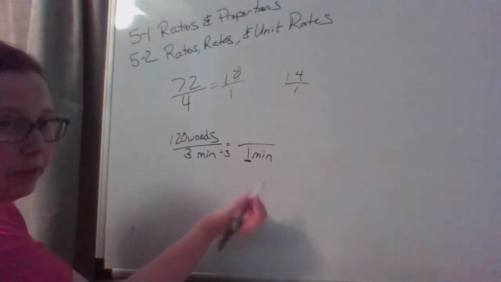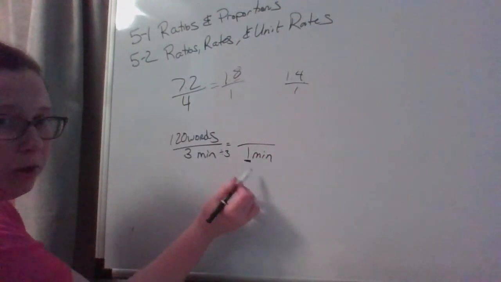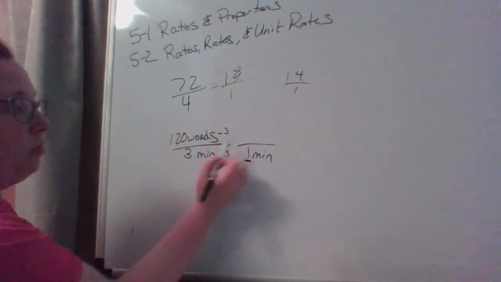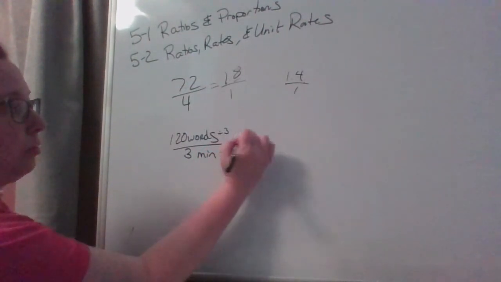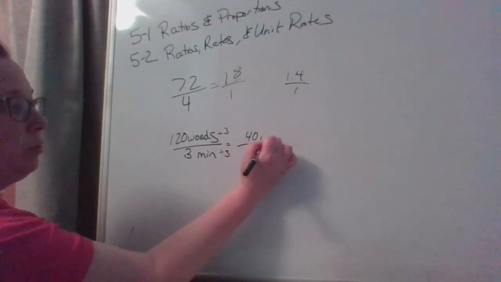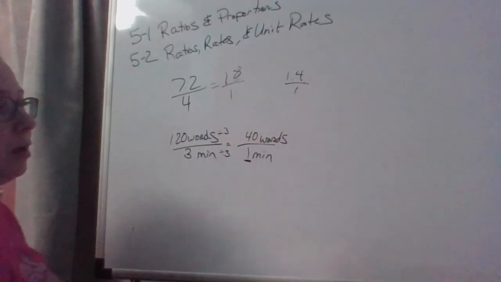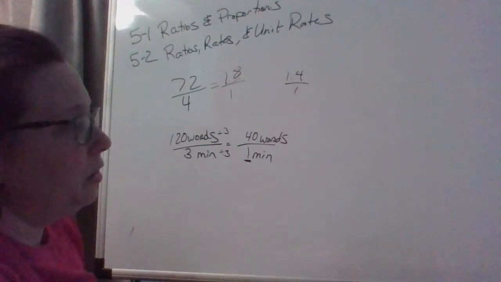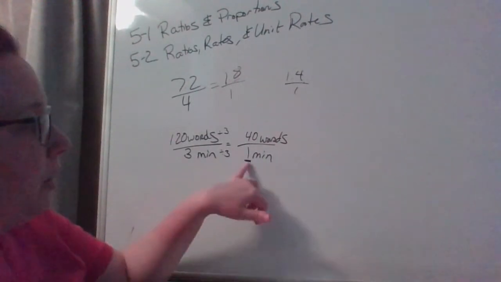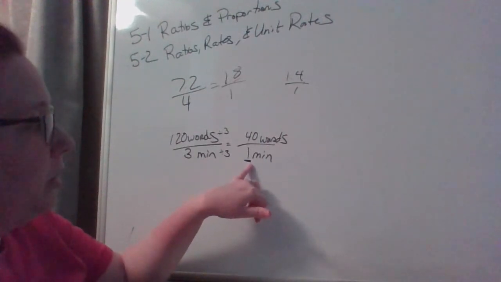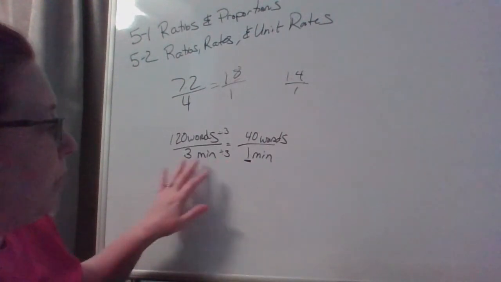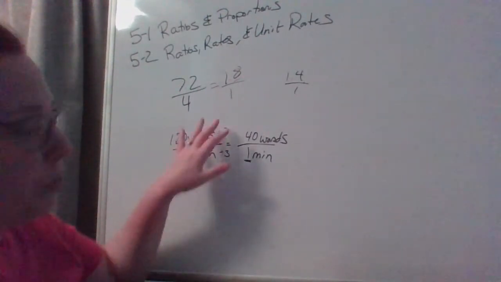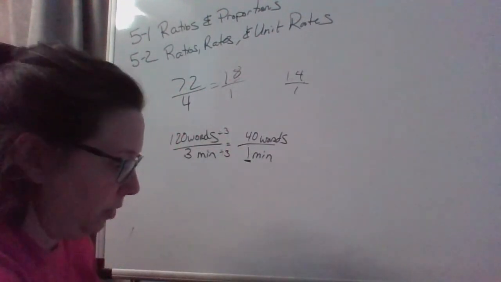So our unit rates, we want 1 to be our number in our denominator. To keep this equivalent, we have to divide both numbers by 3, and we would get that Nikki can type 40 words in 1 minute. So again, unit rates is all about finding 1 in your denominator. To do that, you're going to divide by whatever number is your denominator on both your numerator and your denominator.